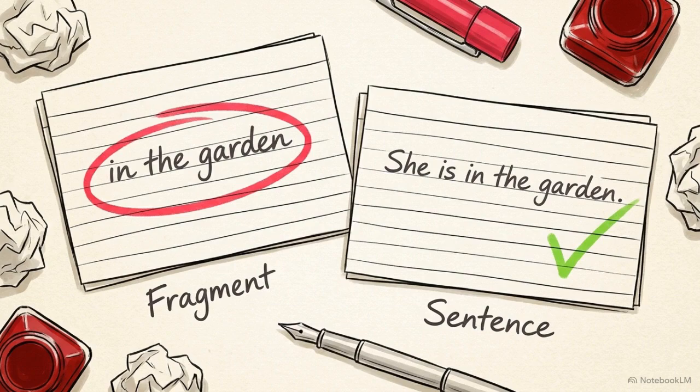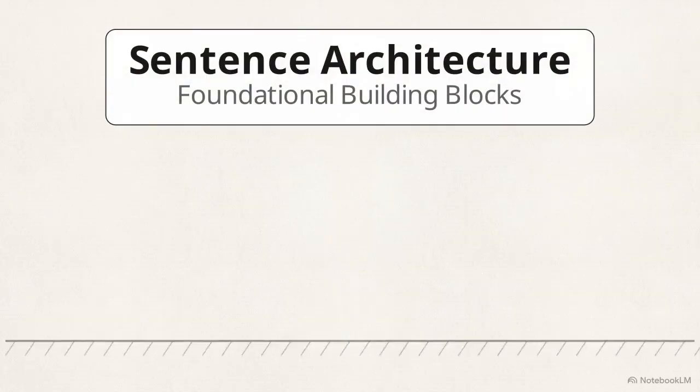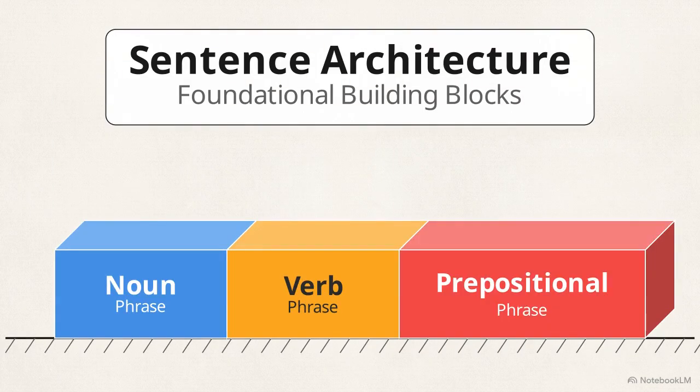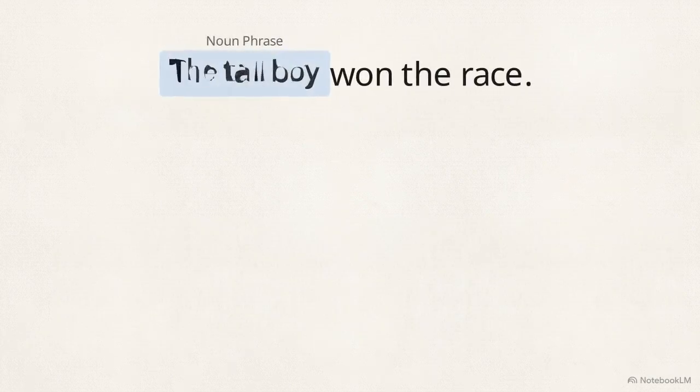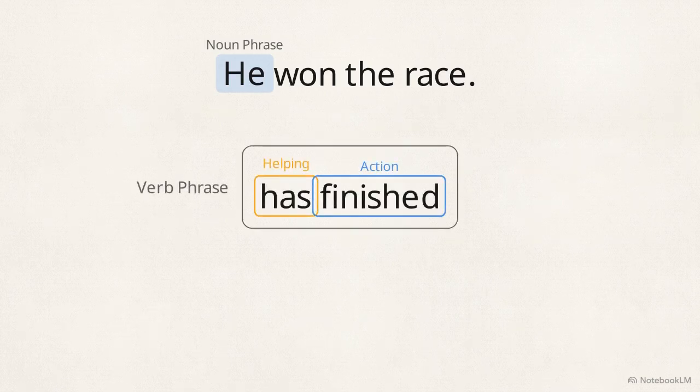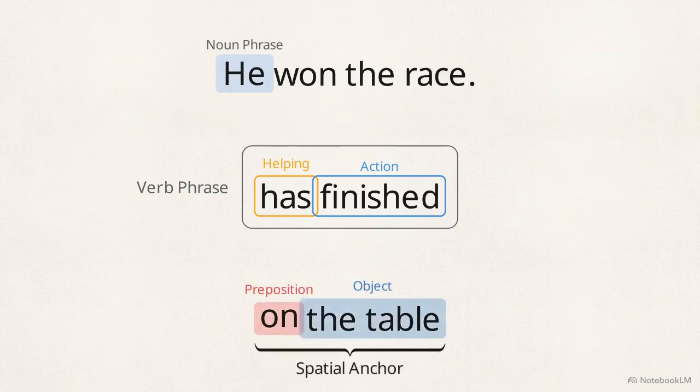functional sentence. To start parsing these structures, we first look at three foundational building blocks: noun, verb, and prepositional phrases. Replacing the noun phrase, "the tall boy," with "he," proves the phrase acts as a single noun. Below it, the verb phrase, "has finished," groups an action with helping verbs, while the prepositional phrase, "on the table," provides a strict spatial anchor.